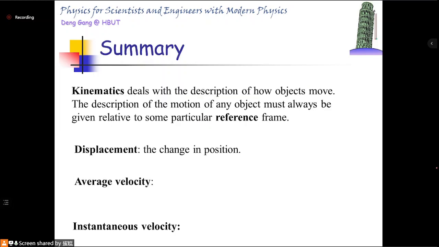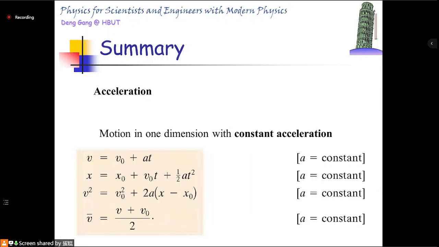Okay, so this is useful. In this chapter, we have investigated the kinematics in one dimension. There are several definitions like velocity. We use calculus to define velocity, and we also use calculus to define acceleration. Based on these definitions and the calculus, we can work out these equations for constant acceleration in one dimension. These equations are useful, especially the first three.